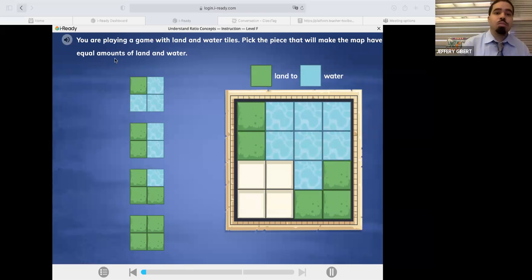All right. You are playing a game of land and water tiles. Pick the piece that will make the map have equal amounts of land and water. So you need the land and water to be the same.